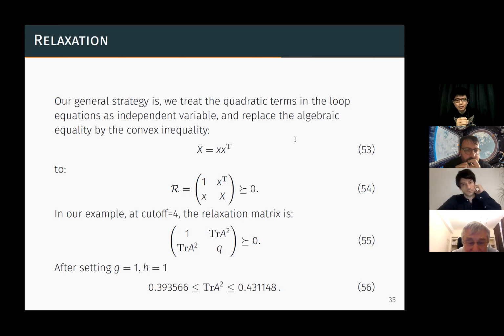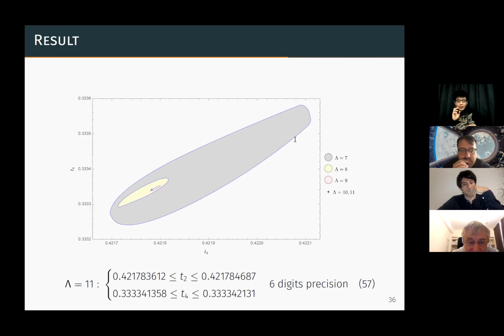So how does this work? Well, for generic values g equals 1 and h equals 1 under cutoff 4, we actually get one-digit precision on the prediction of trace A squared. Of course, the result here is fully rigorous. We see that we already have a decent convergence here. As we set all the conditions into the form of an SDP, we can increase the cutoff, and we have very mature solvers for SDP so that we can push the cutoff very high.